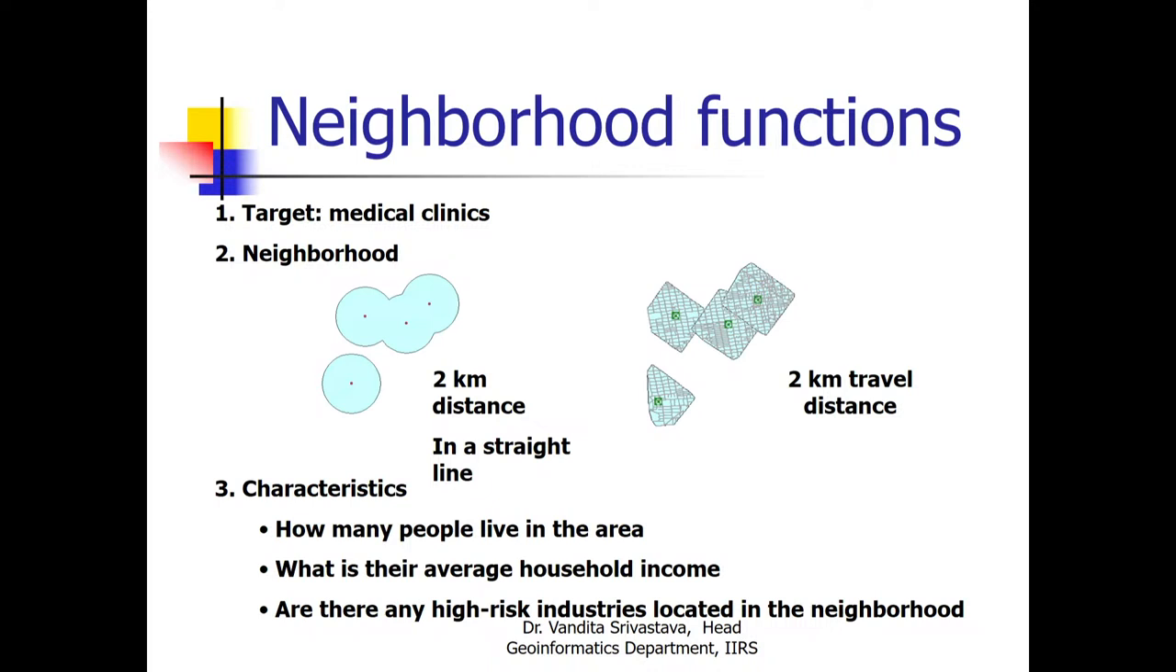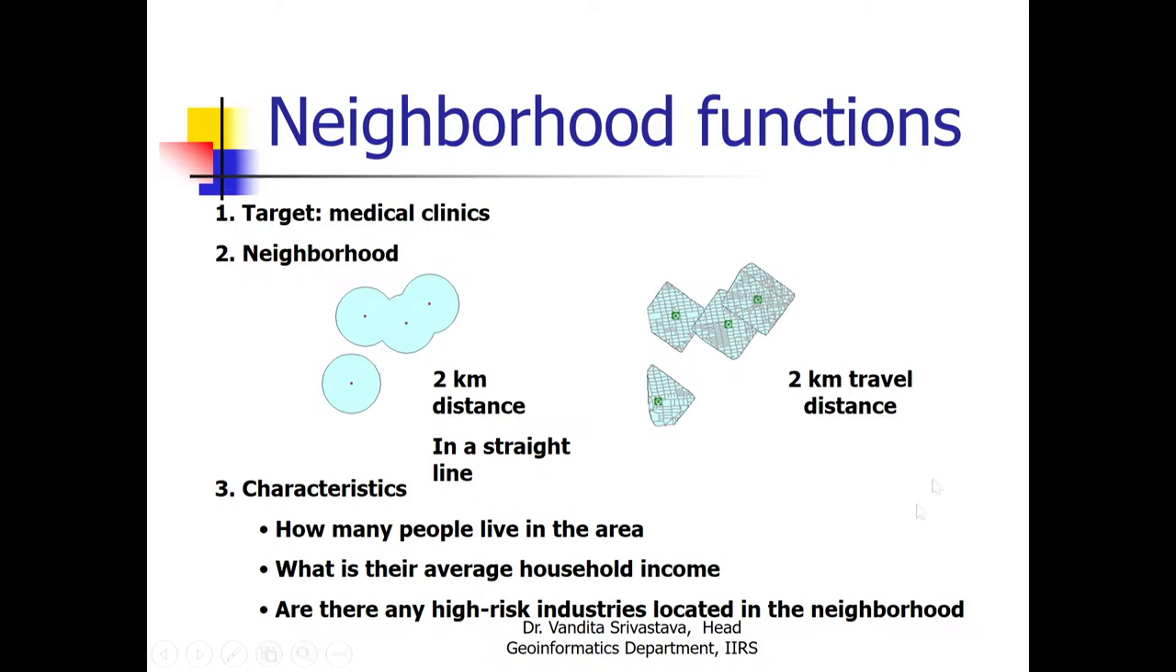What is their average income? So all these things we may like to consider in case of buying a land or house in an area. So are there any high risk industries? How much distance is my plot or my house from these high risk industries?